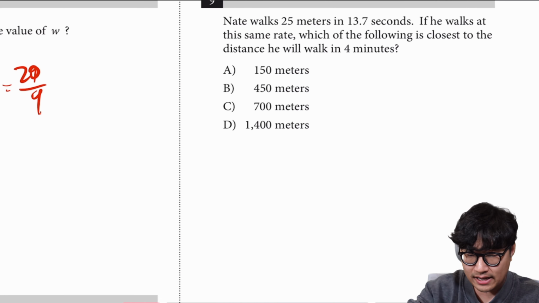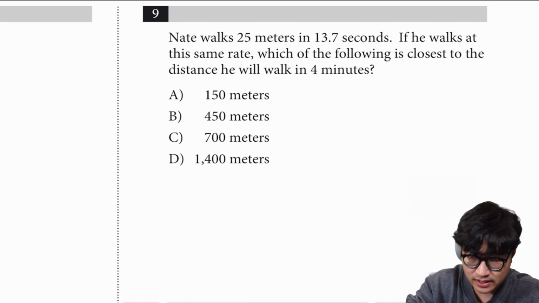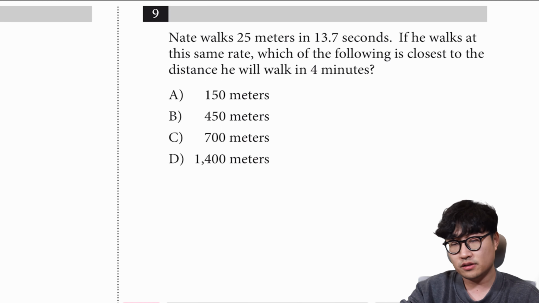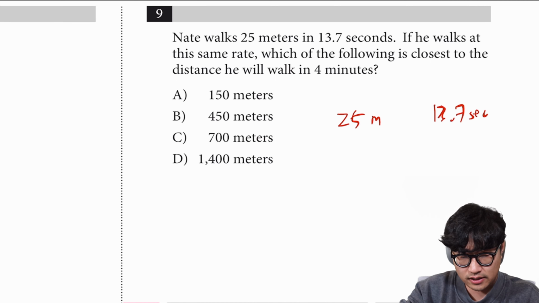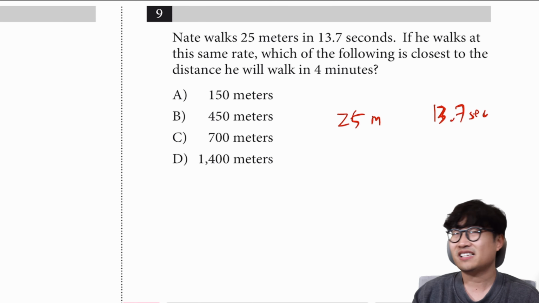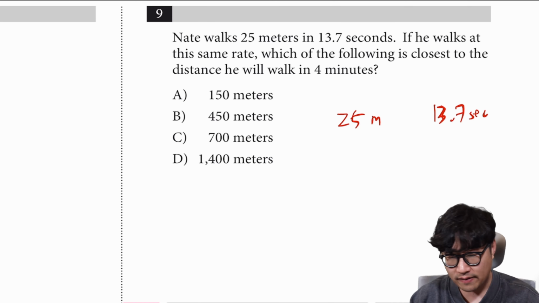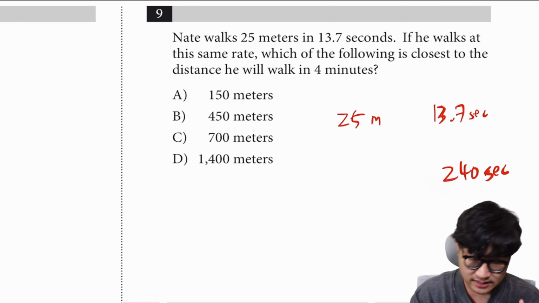All right, number 9. Nate walks 25 meters in 13.7 seconds. If he walks at the same rate, which of the following is closest to the distance he will walk in 4 minutes? Okay, so 25 meters, 13.7 seconds. Now 4 minutes, I'll convert that into seconds because that's the only fair comparison we're going to have. So 4 minutes will just be 240 seconds, right? Because each minute is 60 seconds.